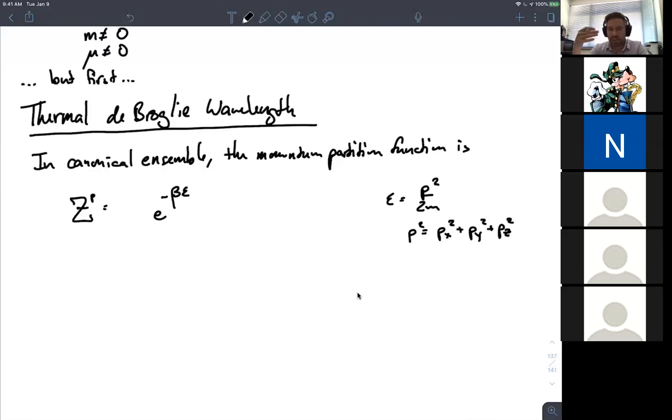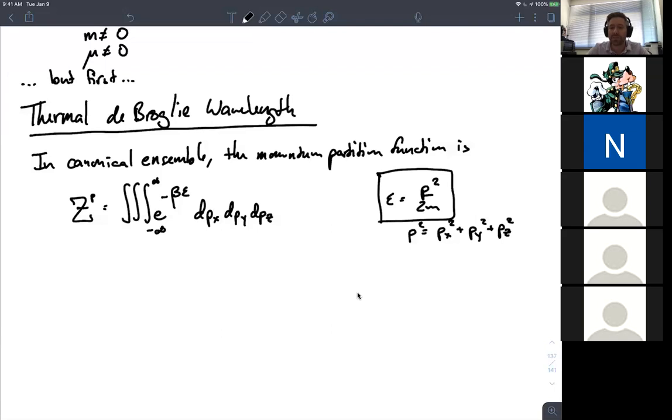Now to get the momentum partition function, what you have to do is take this Boltzmann weight and integrate over all possible values of the momenta. We have to do 3 integrals because there are 3 components of the momentum. Each of these integrals goes from minus infinity to infinity, so they can have whatever momentum they please.